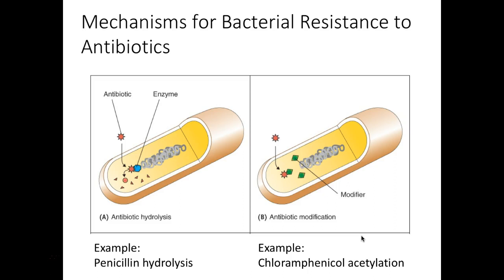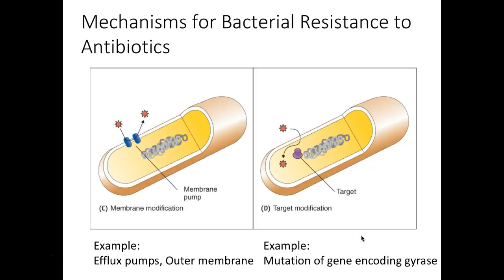Another way is through modification. Some microorganisms have genes that encode for an enzyme that adds an acetyl group onto chloramphenicol. Basically, that modification inactivates chloramphenicol, preventing it from binding to the ribosome. So both of these involve some sort of modification. One's an addition of some molecule onto the antibiotic. The other is a cleavage or breaking down of the antibiotic. I'm going to skip a slide real quick, and we'll come back to the beta-lactams.